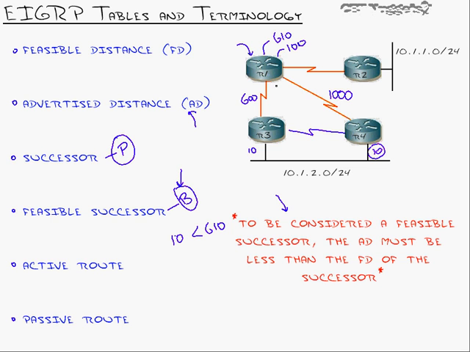So from router 1's perspective, it's still seeing two paths. Router 3 saying, hey, I can get there. And router 4 is saying, well, I can get there too. It's still seeing two advertisements to get to the 10.1.2 network.